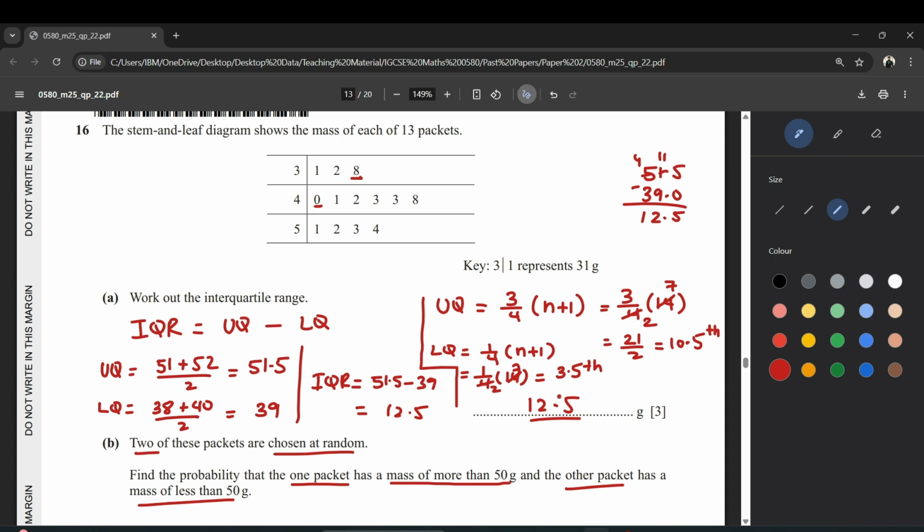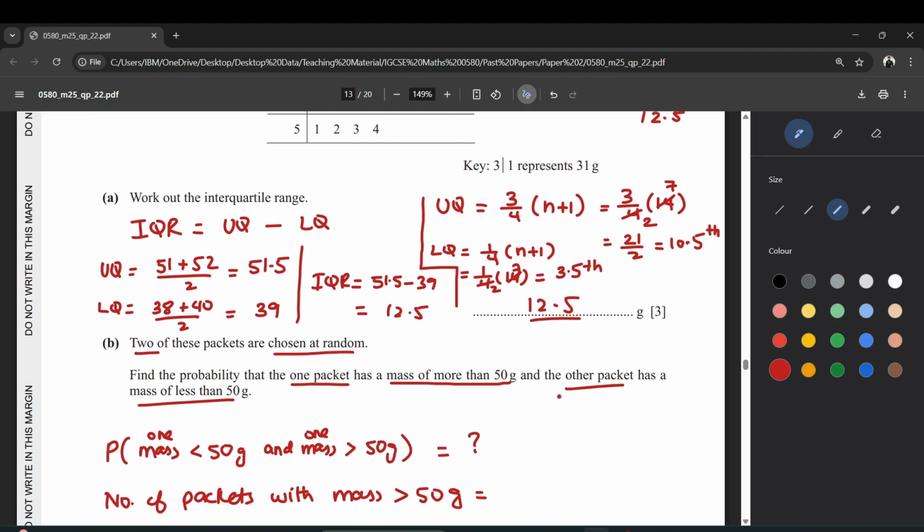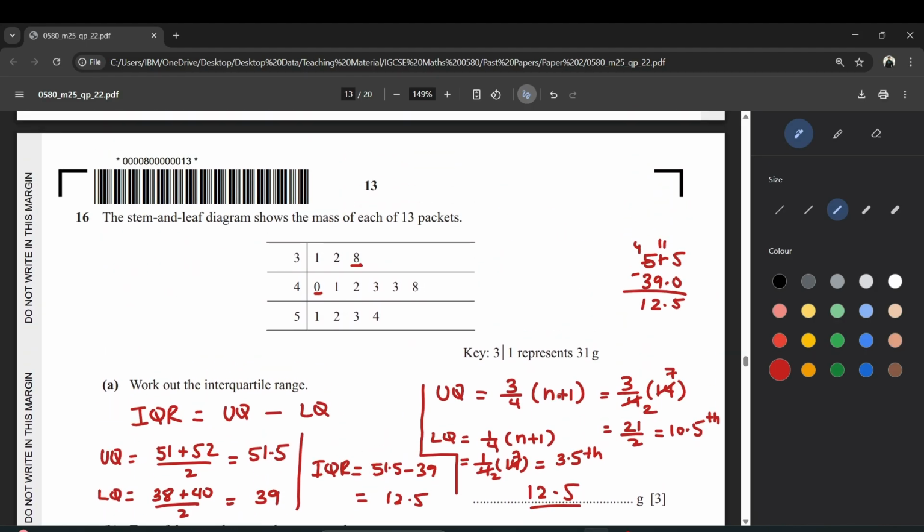So let's see how many packets there are that have mass greater than 50. These are 4 packets: 51, 52, 53, and 54. Now how do we read this stem and leaf diagram? If you are a bit confused, you can see that there's a key given here. Here 3 is the stem, and these are the leaves. When it is talking about 3 and 1, that is representing 31 grams. If it is 3 and 2, that is 32 grams. If it is 4 and 8, that is 48 grams, and so on.